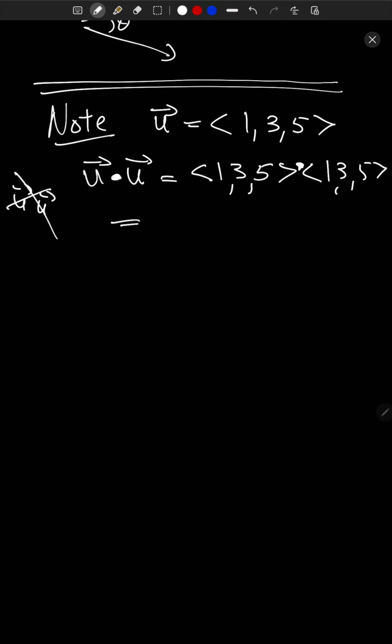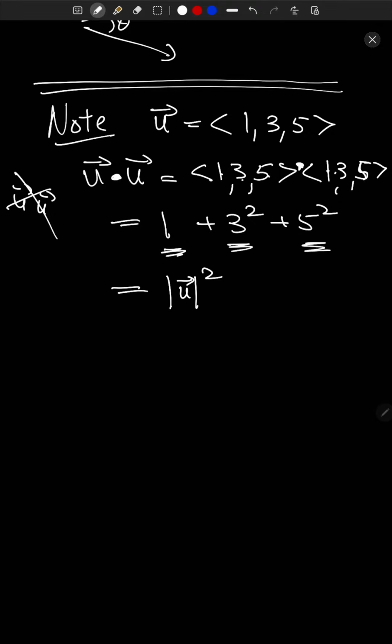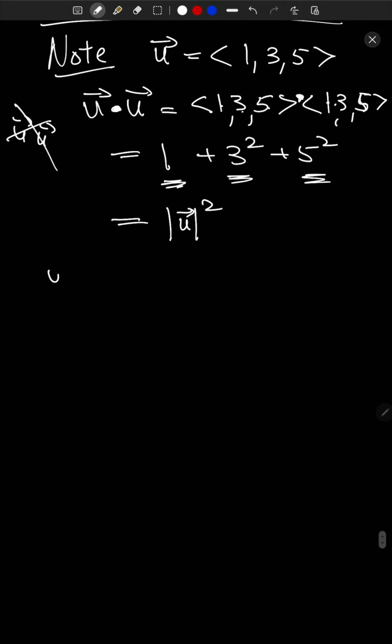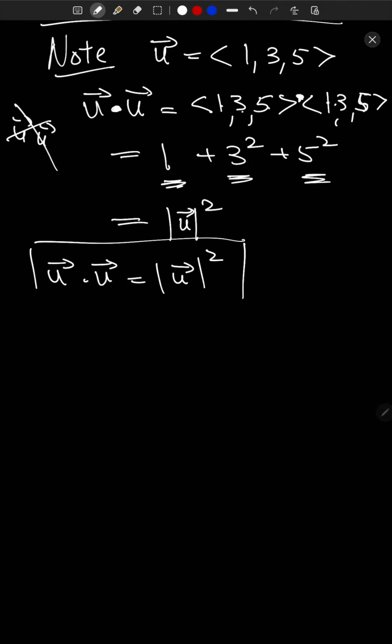So 1, 3, 5 dot 1, 3, 5, what is that? That's 1 times 1, which is 1 squared, plus 3 times 3, which is 3 squared, plus 5 times 5, which is 5 squared. And that's the same as the length of u squared. Remember, the length of u is the square root of this thing. So this is equal to the length of u squared. This is an important feature of the dot product: a vector dotted with itself is just the length of the vector squared.